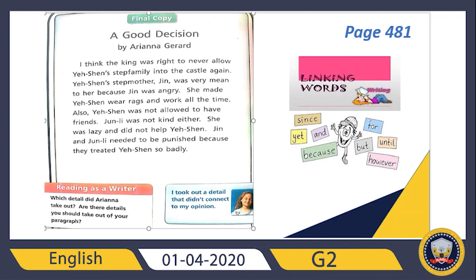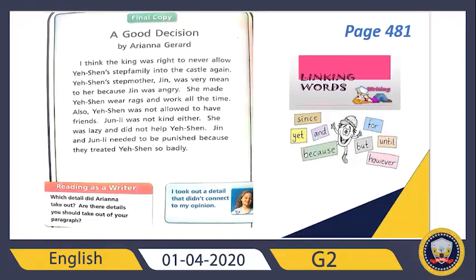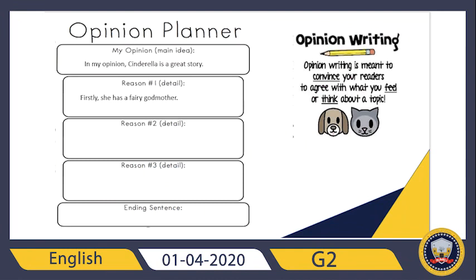Now I want you to do this activity. I have started this opinion paragraph. I want you to complete it. In my opinion, Cinderella is a great story. So this is my opening sentence. This shows that this is my opinion. Cinderella is a great story. I have to give reasons and then I have to write my ending statement. I have given you the first statement.